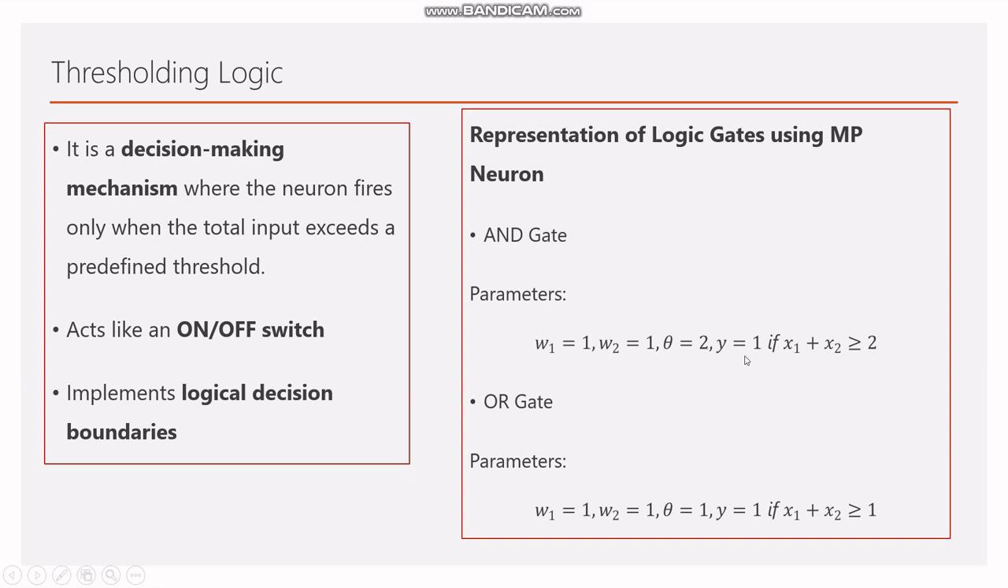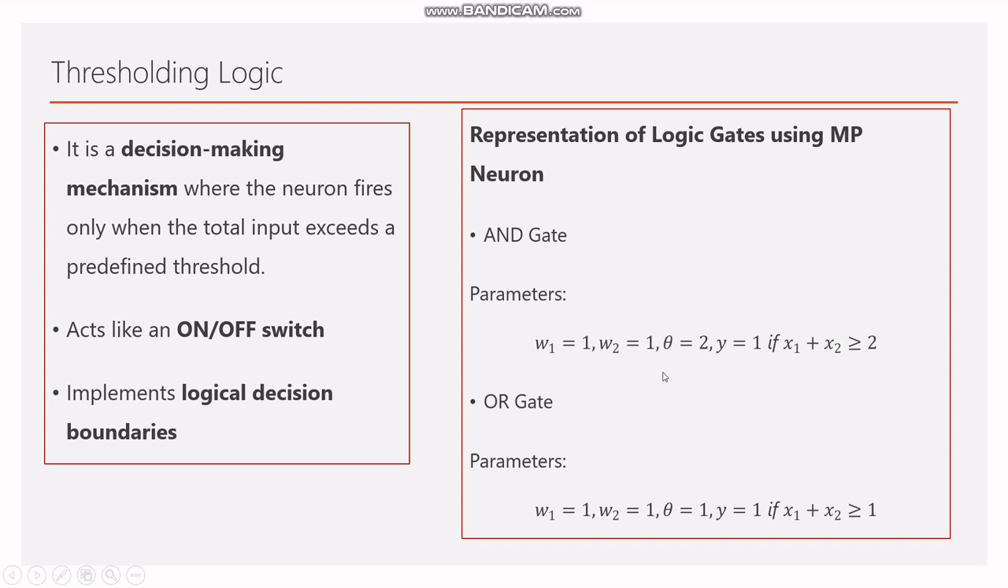So y equal to 1 when x1 plus x2 is greater than or equal to 2. Why is it greater than or equal to 2? Because the value of x1 should be 1 and the value of x2 should also be 1. If both are 1, then only we will get this output.